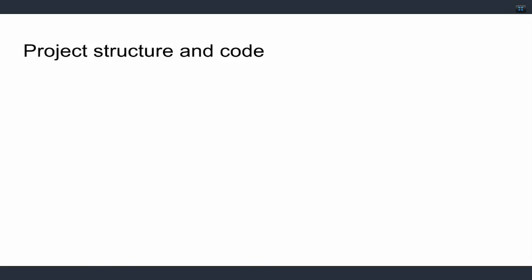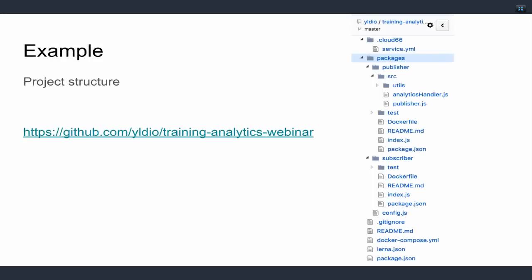So let's take a look at our project structure. We decided to use Lerna. If you take a look at this URL that I shared in the beginning, we have all the code here, github.com/yldio/training analytics webinar. And Lerna follows this concept of a monorepo. The idea is that we can manage multiple packages in an easy way. So inside our packages folder, we have a publisher and a subscriber folder, and some Docker files that you can see, and some test folders.